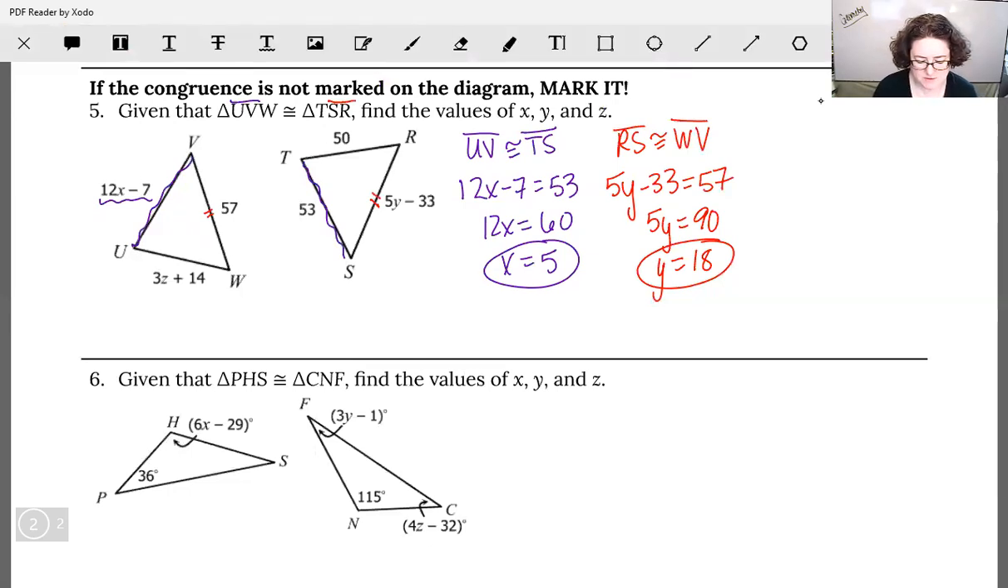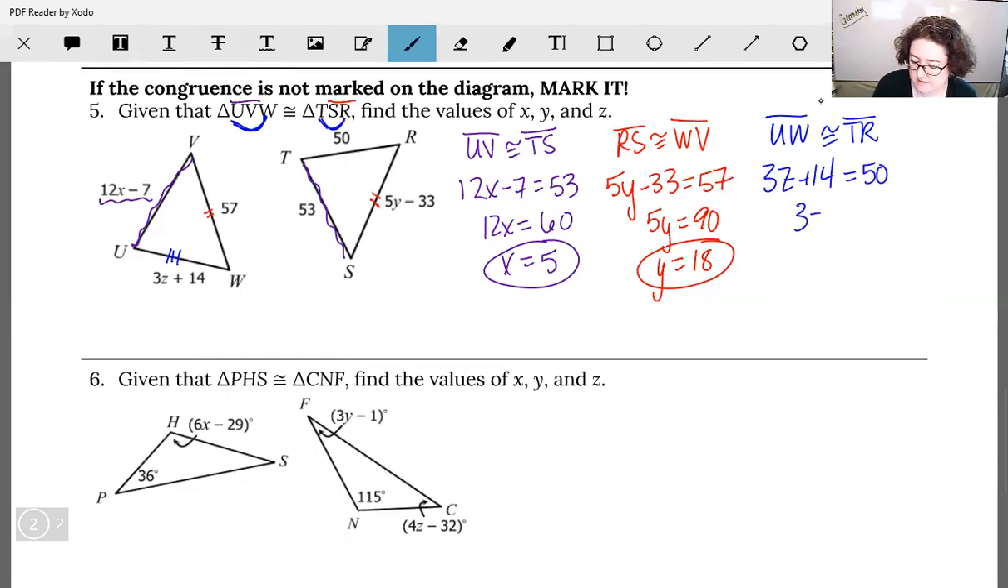We can do the same thing with the z. Alrighty, so our z is sitting on segment UW. So looking at the same order, we're looking for segment TR. So UW we know is congruent to TR. So we just set them equal. So UW is 3z plus 14. TR is 50. Subtract the 14 from both sides. So we're looking at 36 and divide both sides by 3 to get 12.